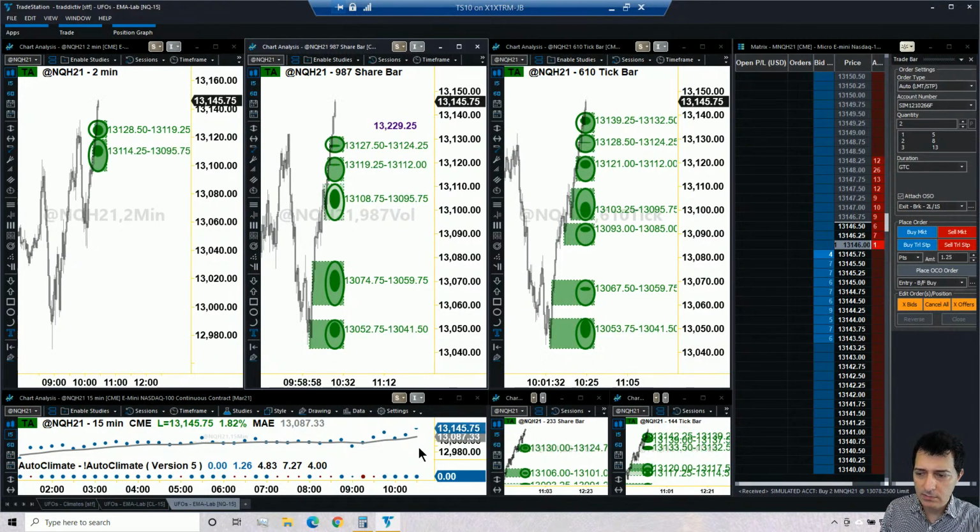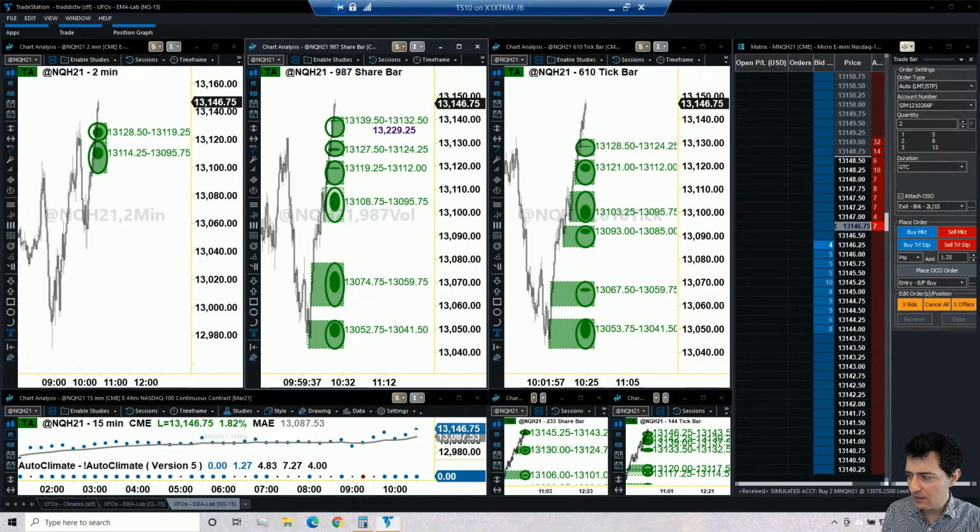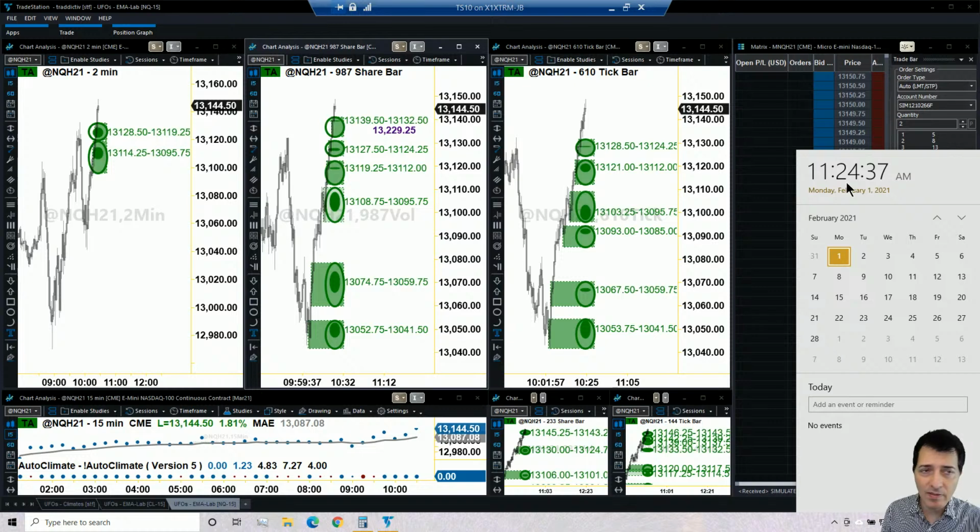Now, it took 10-15 minutes for me to explain all of this, okay? And while I was explaining, of course, the 15-minute time frame chart evolved and produced a new dot, meaning that now we have 4 dots in the climate instead of 3 as we had before. And by the way, in 6 minutes time, we will reach 11:30 in New York, which means that another dot will show up on the 15-minute time frame.